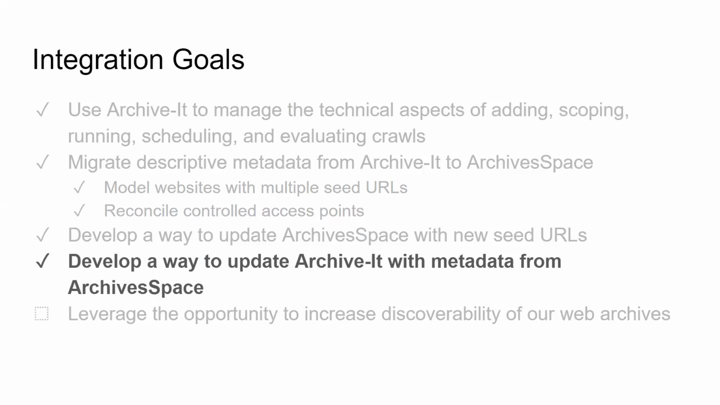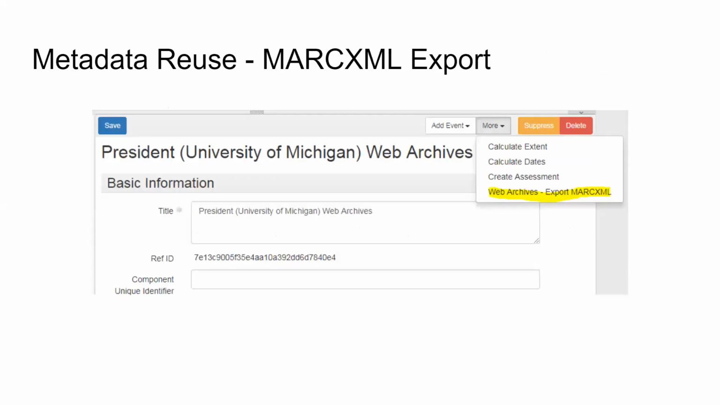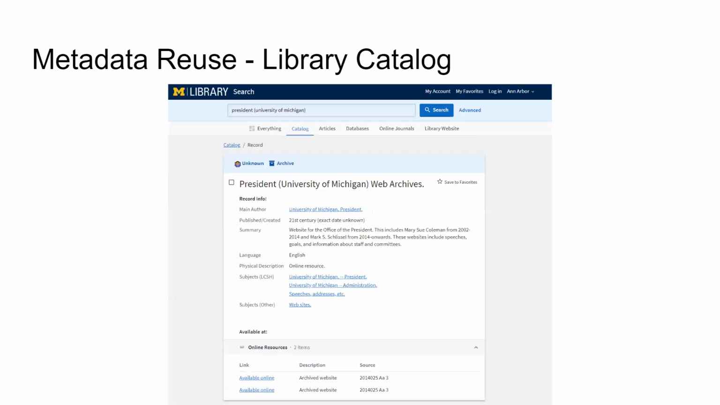And then finally, to leverage this opportunity to increase the discoverability of our web archives. Now that this metadata is managed in ArchiveSpace, we can export it in all sorts of different structured ways to share it with other systems. So another thing that the plugin that I developed does is add an option to export a MARC record that is structured according to the needs of what we would need to be able to import it into the library catalog that we're using. So we can export this MARC XML, import it into the catalog, and now those web archives are discoverable alongside all of our other collections.